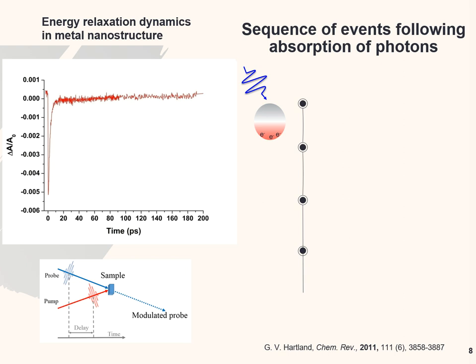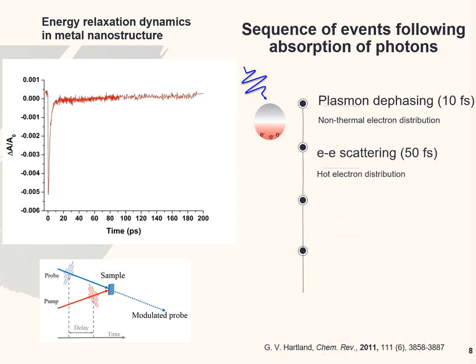And Greg Hartland already published a very good paper in 2011 talking about the energy relaxation after you excite this surface plasma. The first process is plasma dephasing. Plasma lifetime is very short, tens of femtoseconds. The second one is called electron-electron scattering, because when we generate these hot electrons, the electrons will interact with each other.